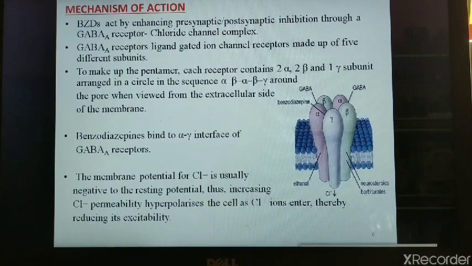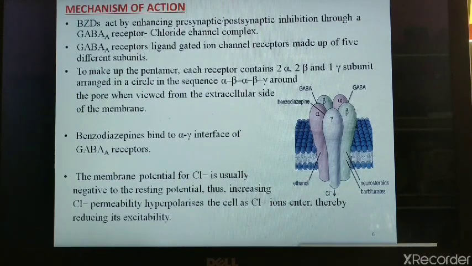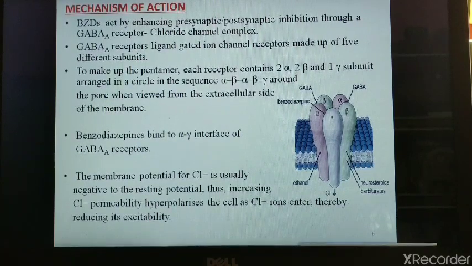After binding to the alpha gamma interface of the GABA A receptors, it opens the chloride channels, and as we all know, the membrane potential of chloride is usually negative to the resting membrane potential, so it increases the chloride membrane permeability. Thus, the chloride influx hyperpolarizes the cell and reduces its excitability, finally causing CNS depression.